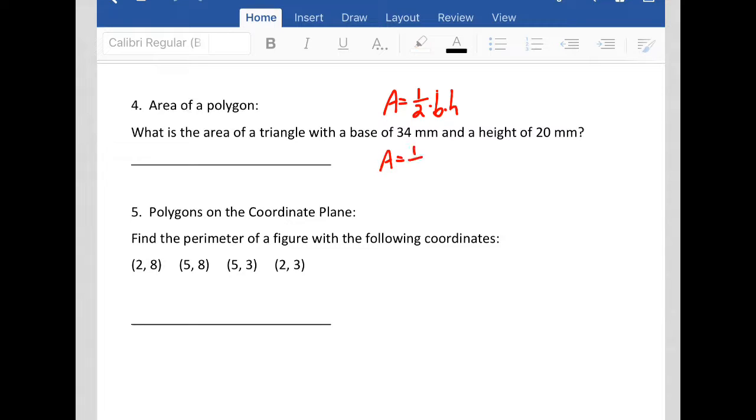Area is half times the base is 34 times the height is 20. Now, you can just type in half times 34 times 20 in your calculator if you want. But if you get it, you're going to get area is 340. And since it's area, it's going to be square millimeters. All right. If you had that one, awesome.